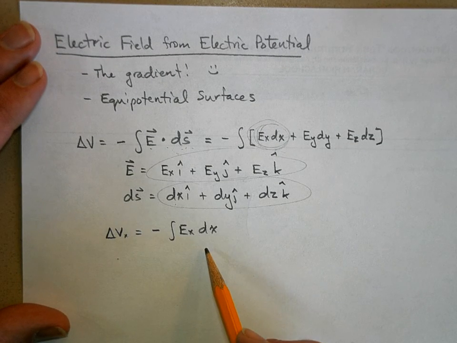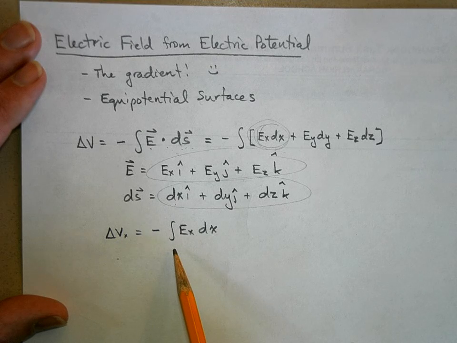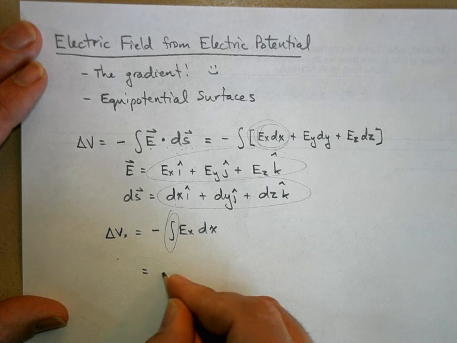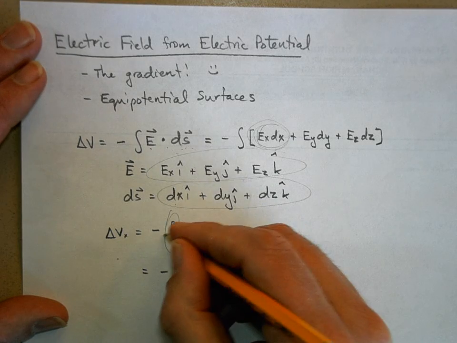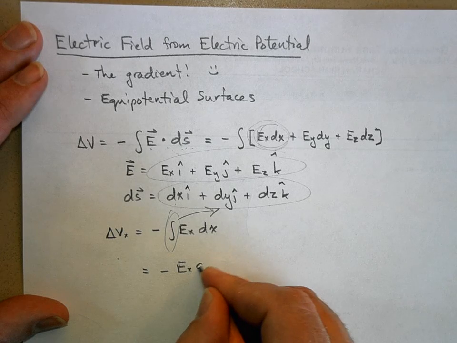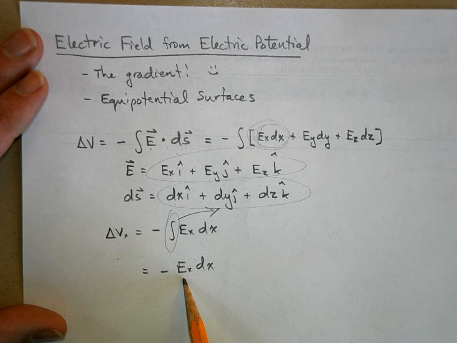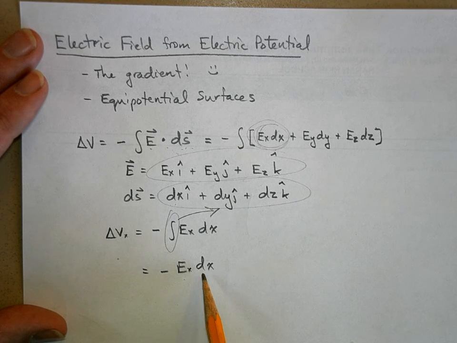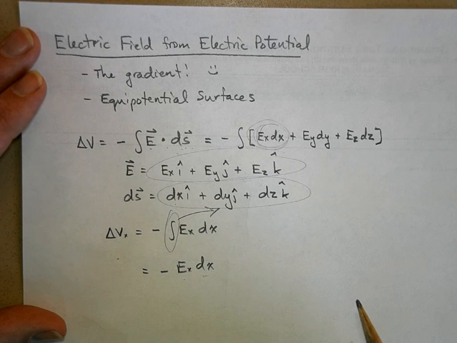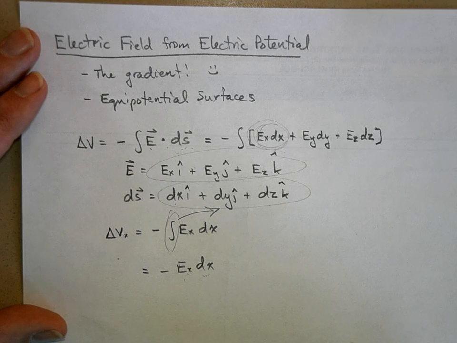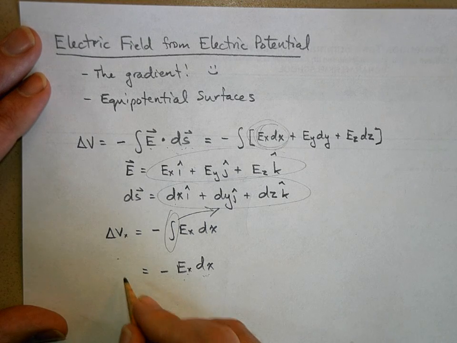Now, here's what I'm going to do. I'm going to take the integral sign away. Ex dx. Now, think about what's going on here. At some location in space, I've got a component of the electric field in the x direction, and I multiply that by my displacement in the x direction. But this displacement is infinitesimal. So the change in voltage due to these two components is also infinitesimal. So this was dV.